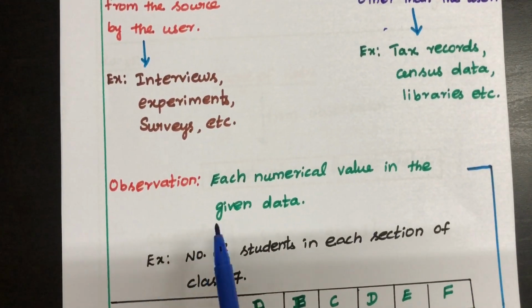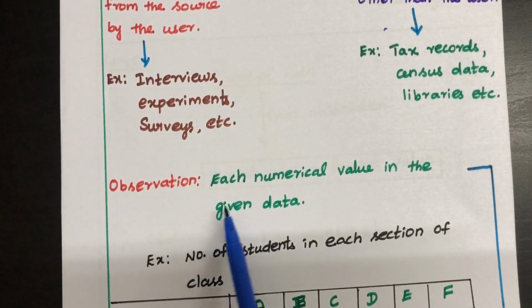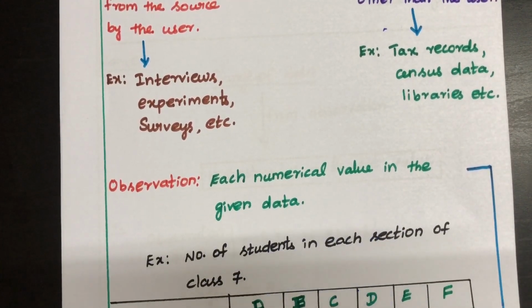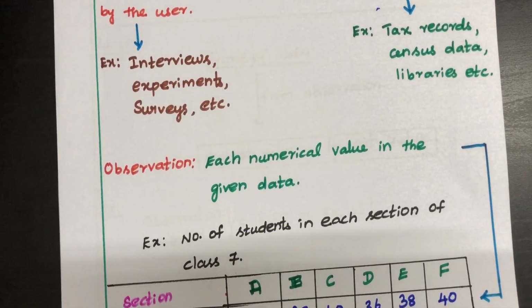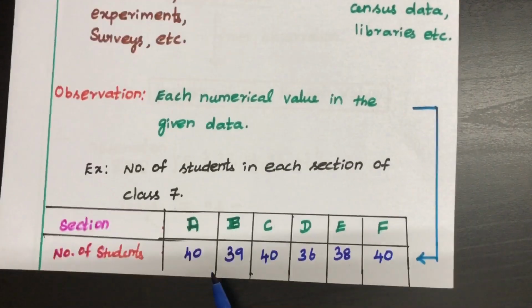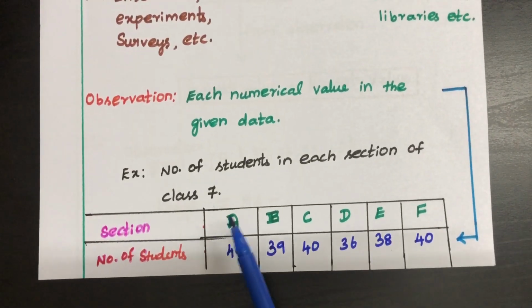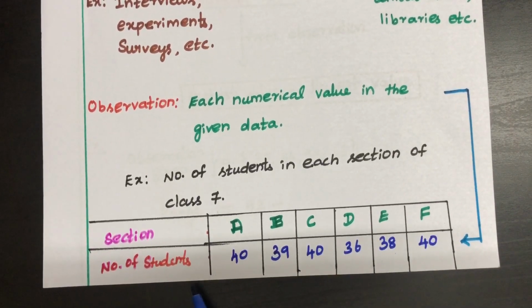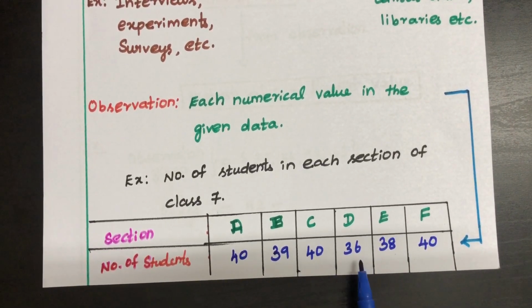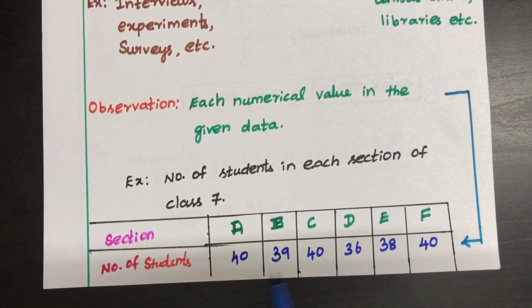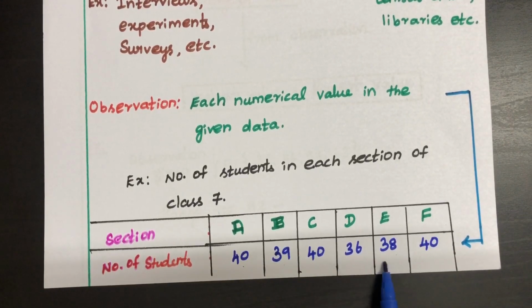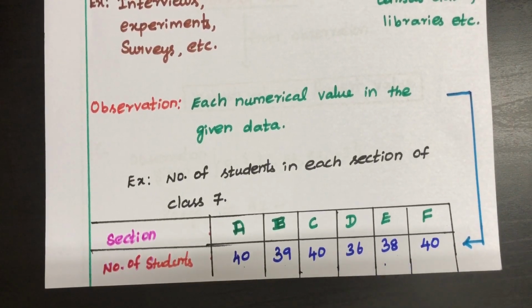Next, observation. What is observation? Each numerical value in the given data is an observation. We will see it by an example. Number of students in each section of class 7. Section A, B, C, D, E, F. Number of students: 40, 39, 40, 36, 38, 40. For each section, this many students are there. So these numerical values are called observations.